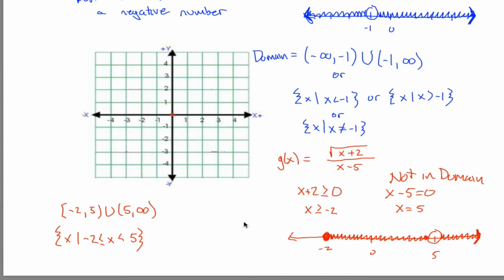What about this interval over here? Well, remember with set builder, we put the "or" down, and we do this again. Set of all x such that x is greater than 5. Interval notation, set builder notation.